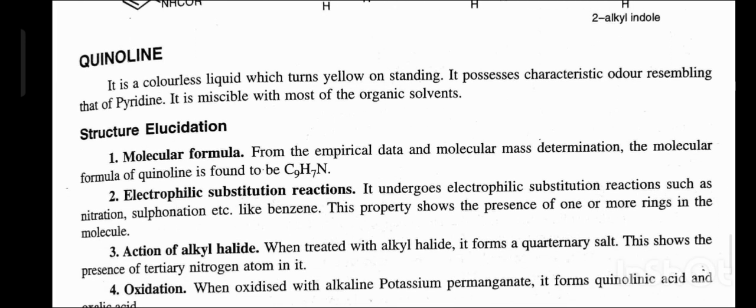Structure elucidation. First, molecular formula. From the empirical data and molecular mass determination, the molecular formula of quinoline is found to be C9H7N. Second, electrophilic substitution reaction. It undergoes electrophilic substitution reactions such as nitration, sulfonation, etc. like benzene. These properties show the presence of one or more aromatic rings in the molecule.